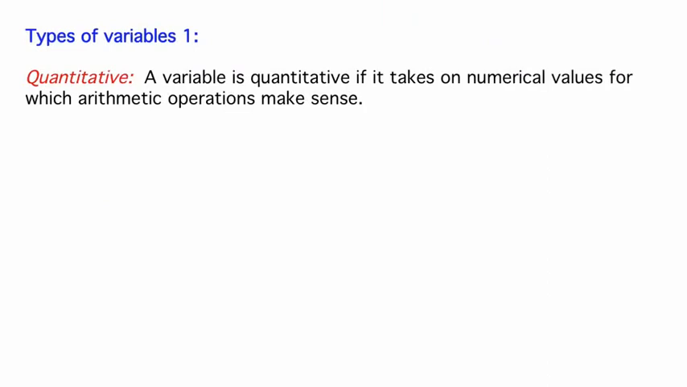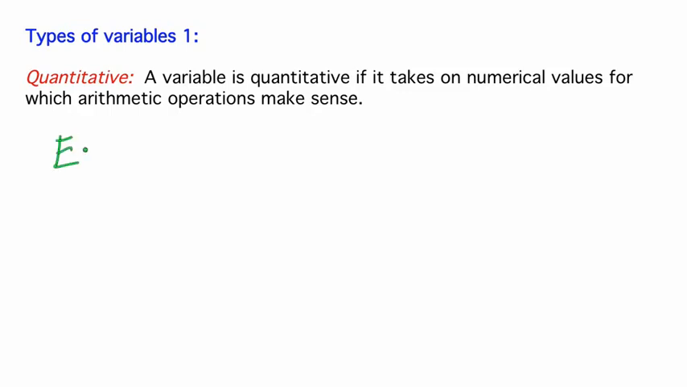As we've already seen, variables can be of various types. A variable is quantitative if it takes on numerical values for which arithmetic operations make sense. For a quantitative variable, saying that one observation is twice as large as another has a practical meaning. If one soccer player's salary, say, is twice that of another, that has a clear meaning. Similarly, saying one soccer player's salary is $10,000 more than another player's has a clear, mathematically precise meaning regardless of how much each soccer player earns. This is characteristic of a quantitative variable.